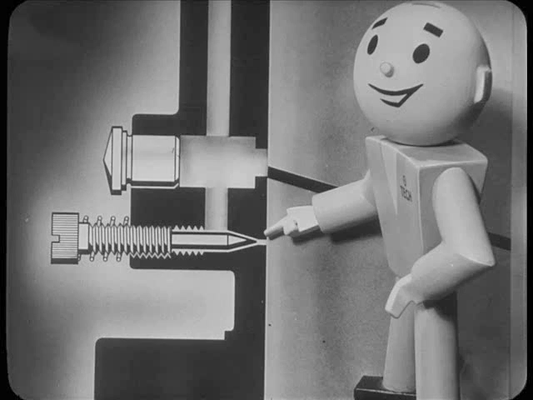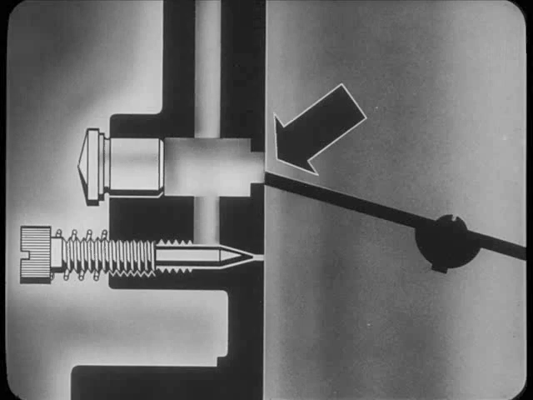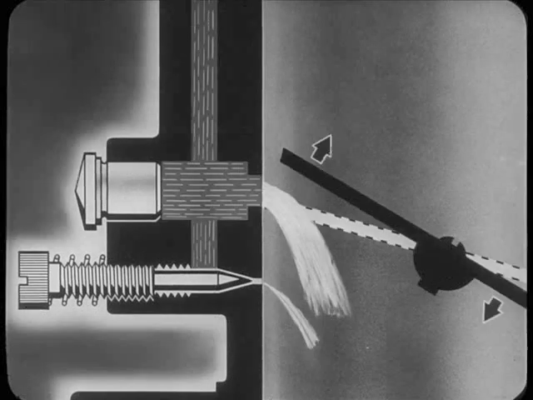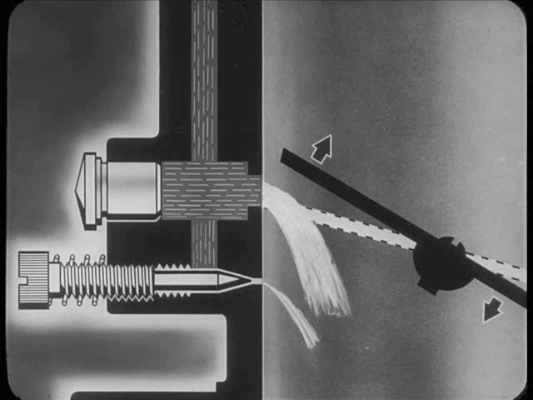It's a lot smaller than I expected. What's that slot right above it? That's another opening from the idle passage, Duke. It's there to enrich the mixture when you transfer from idle to low speed running. As the throttle valve opens, it gradually uncovers the slot, and the engine draws the fuel mixture from both ports.